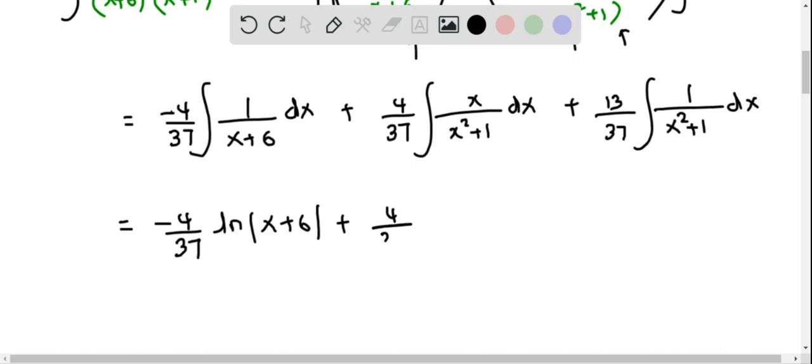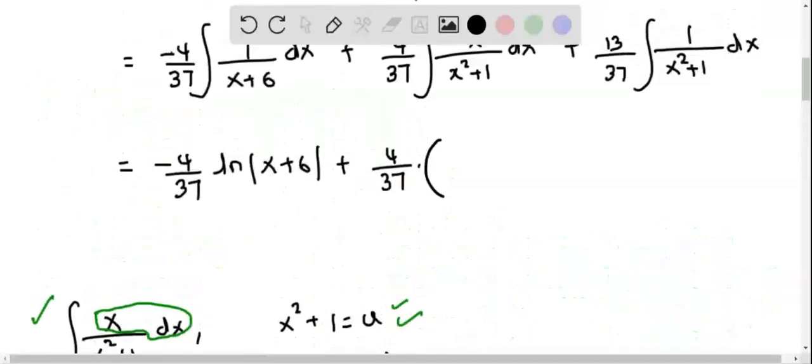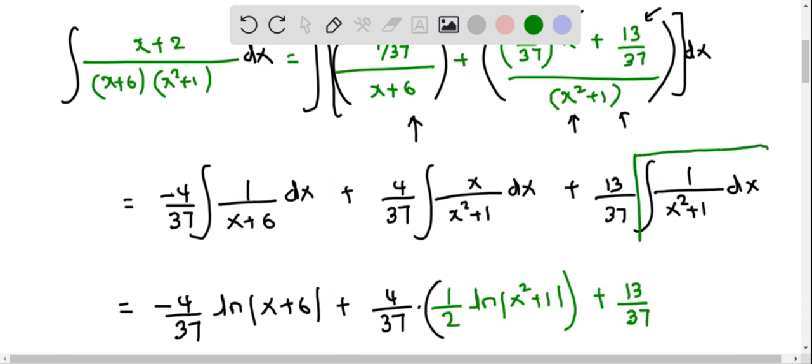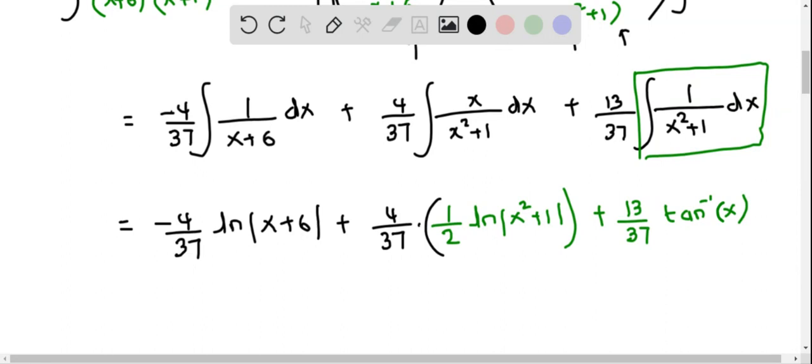So I put the constant 4 by 37 multiplied with 1 by 2 natural logarithm of the absolute value of x squared plus 1, plus 13 by 37. And this is a standard integral. We have a formula: the integral of 1 over x squared plus 1 is simply tan inverse of x, and we also put the integration constant c.